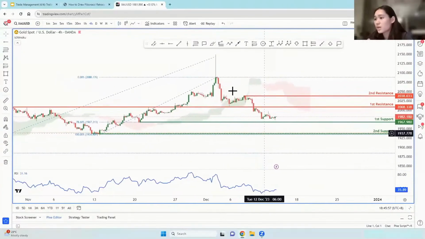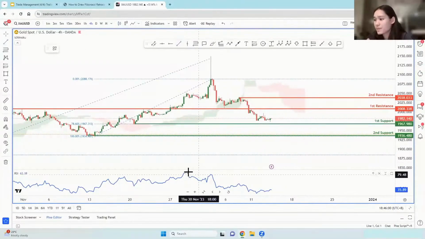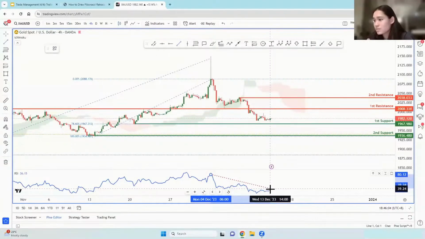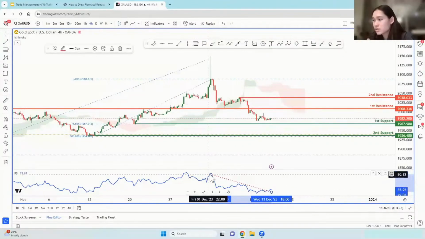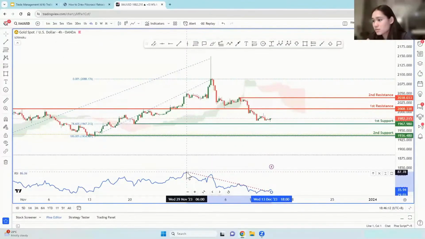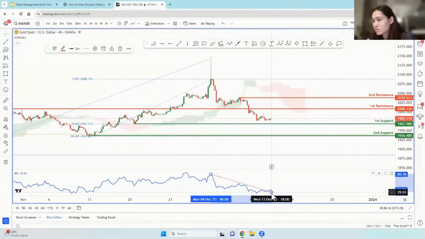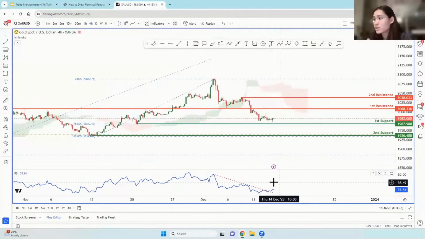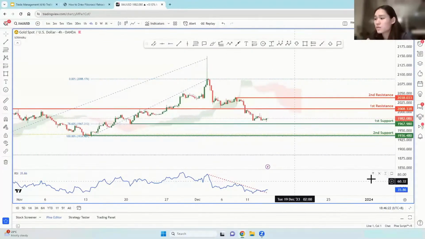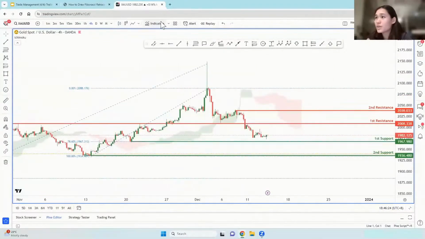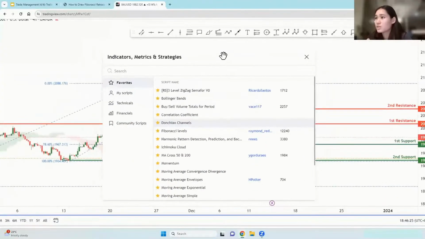On our RSI, price is actually giving us a bullish signal here, because it is breaking out of the descending trend over here. So I'm going to remove that.